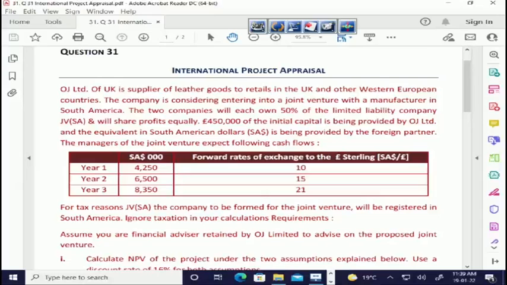The managers of the joint venture expect the following cash flows. These cash flows are given in South American dollars, but remember OJ is the UK company and we are doing this from the point of view of OJ. So all these have to be converted later into the pound. So these are the cash flows.